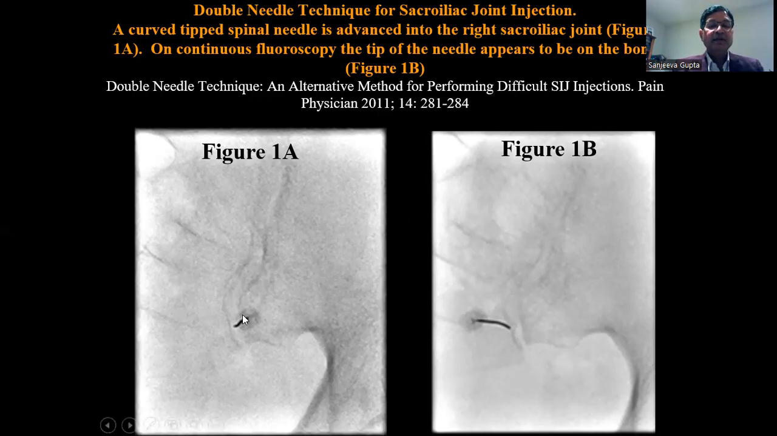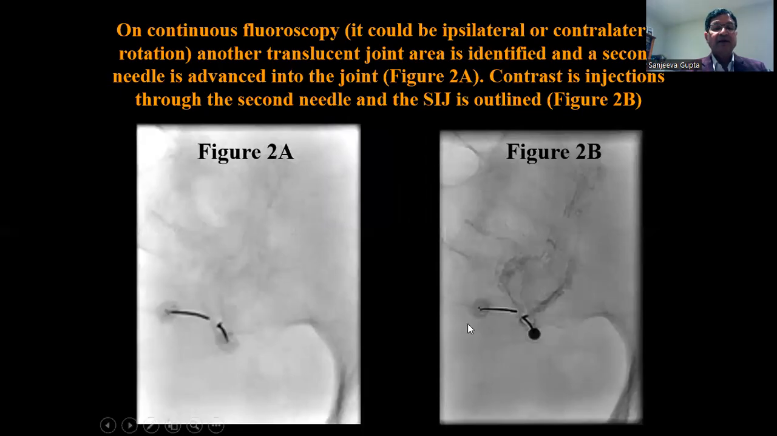In this view, you can see the tip of the needle appears to be in the lower end of the sacroiliac joint. But once you get the correct picture and place the needle, do a continuous fluoroscopy on either side and see if the tip still remains in the joint or comes over a bone. Here you can see it's on the bone. It's not in the joint. So in such situations, I identify another area where it is translucent, and before injecting any dye, I put another needle. So you can see there's one needle here, that was the first needle, and that is the second needle.